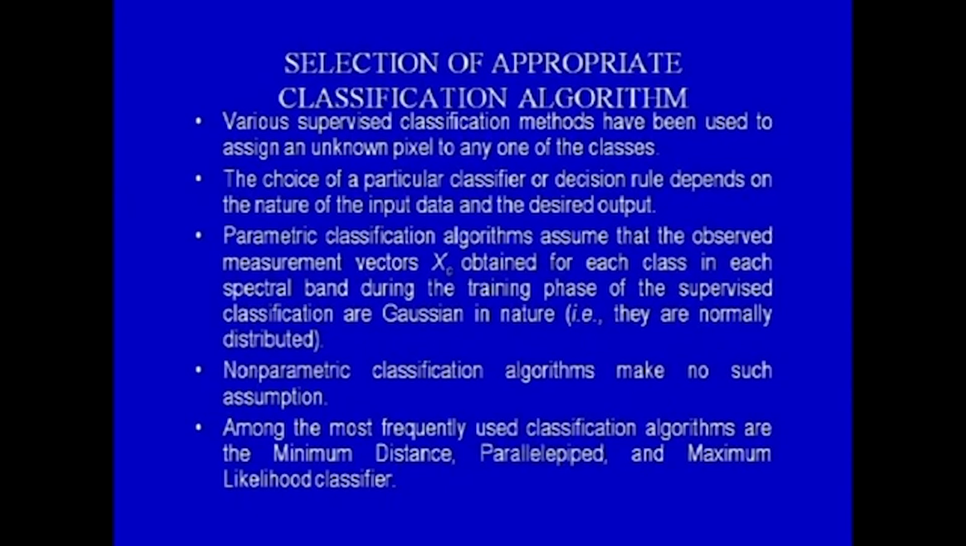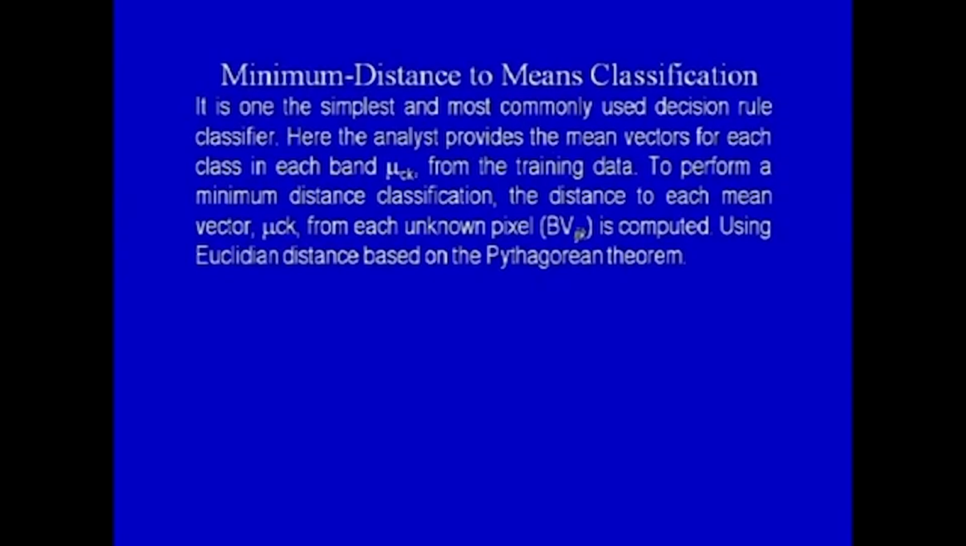Amongst the most frequently used classification algorithms are the minimum distance, parallelepiped and the maximum likelihood classifier. So, now let us look at each of the classifiers one by one. First is the minimum distance to means classifier. It is one of the simplest and the most commonly used decision rule classifiers. Here the analyst provides the mean vectors of each class in each band from the training data.